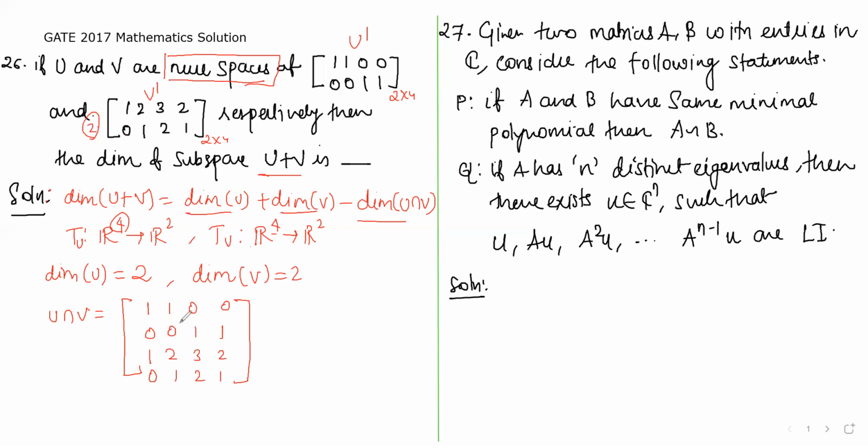To find the rank of this matrix, I'll reduce it to reduced row echelon form. I'll subtract the first row from the third row. So here I have 1 1 0 0 and 0 0 1 1, and subtracting, 1 minus 1 will be 0, 2 minus 1 will give me 1, 3 minus 0 will be 3, 2 minus 0 will be 2, and here I'm happy with 0 1 2 1, so nothing to worry. And now another transformation is needed.